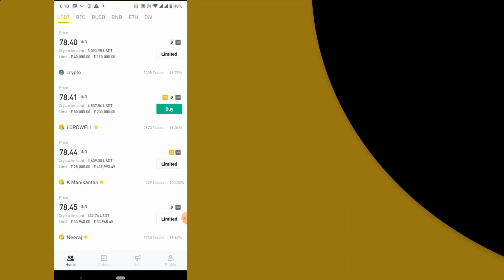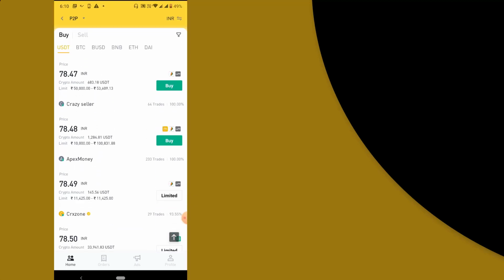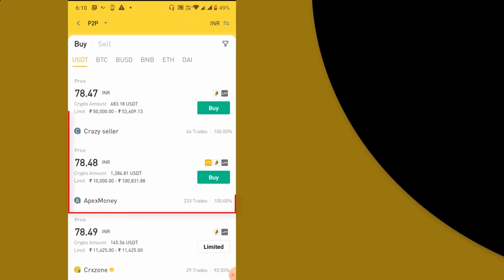and I'm going to select a minimum amount of 20,000 or below that. So I found someone, the trader name is Crazy Seller, which sounds funny, and he is selling at 78.48. I think this is the cheapest compared with other people for a smaller minimum quantity of 10,000. Also he has 64 trades and completed 100% of them, and he has UPI ID, bank transfer, and IMPS, which is really good.